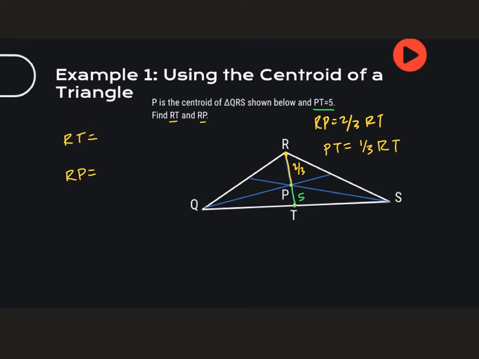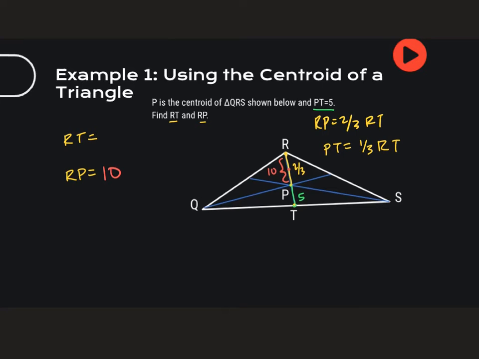So if you think about this logically, RT can be split up into 3s, okay? So think of PT as 1/3, RP as 2/3. If PT is 1/3 and it is 5, RP must be 2 of those 5s. So this whole distance here must be 10. 5, 5, and 5. So RP is 10.